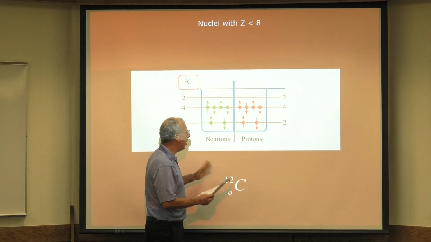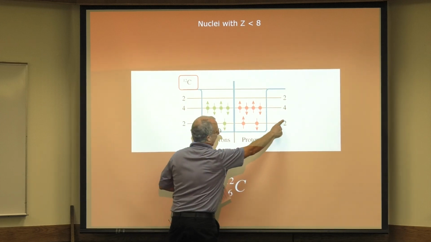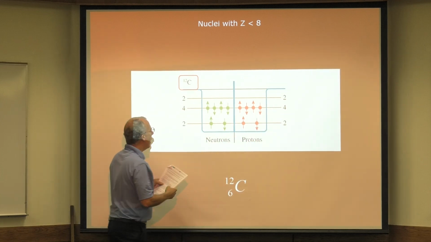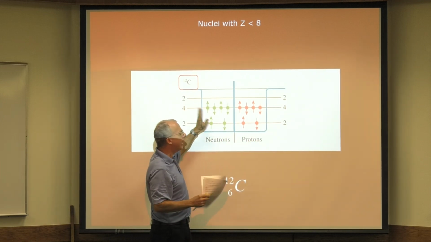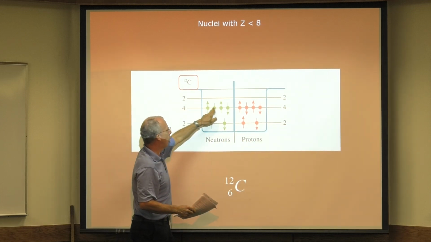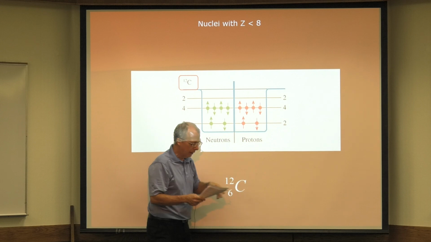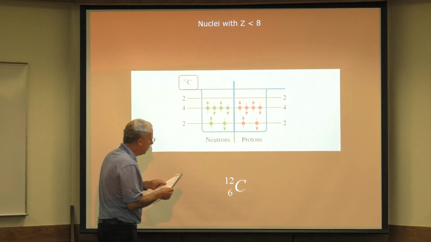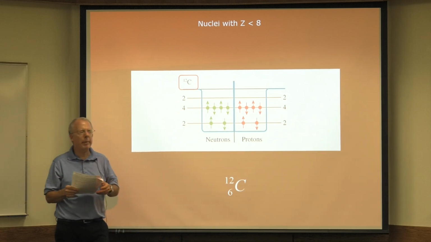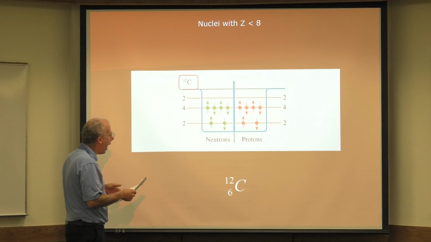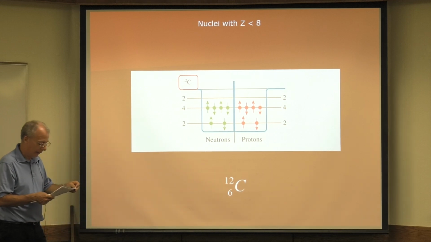So look, the max is 2, we got it. The max is 4, we got it. So in other words, it's kind of like in chemistry. We're filling the shells. At most you can have 4, at most you can have 2. So everything is full. That means it's going to be super stable. It's tightly bound, high binding energy.